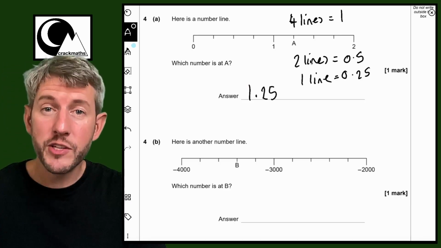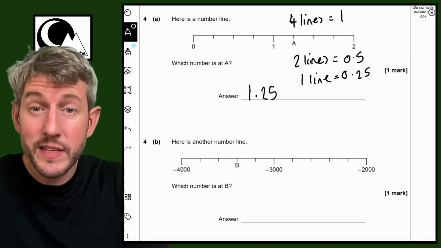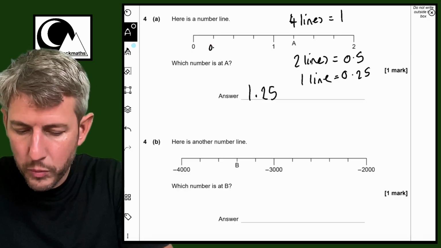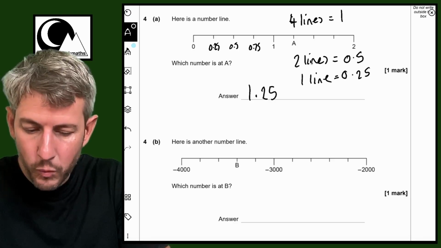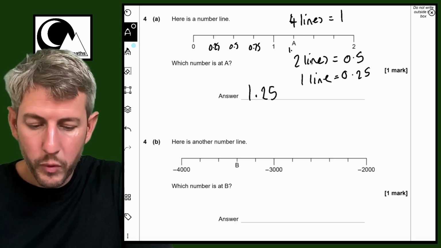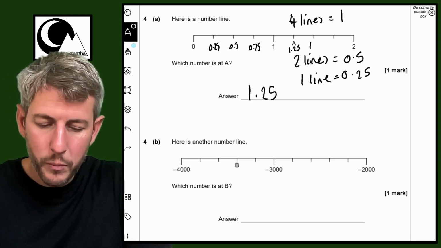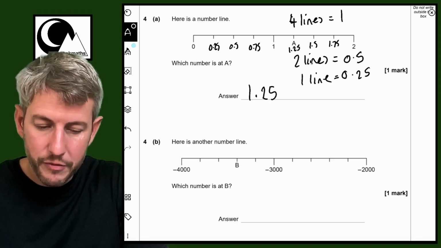1.25. And we can just check that by writing these things here. So 0, 0.25, 0.5, 0.75, 1. Yeah, so that would be 1.25, 1.5, 1.75, 2.